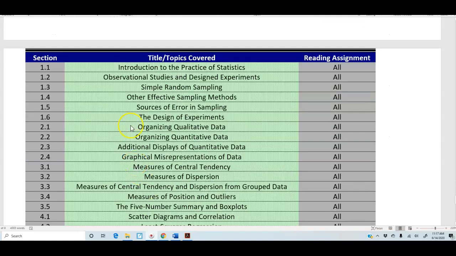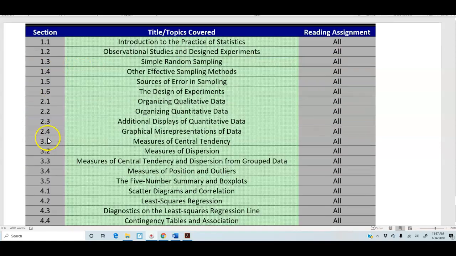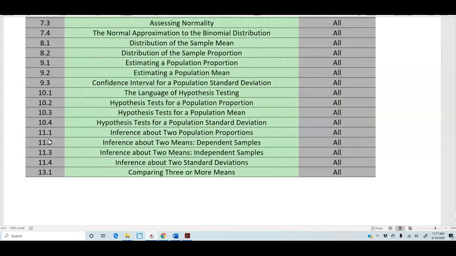And then the last page covers all the sections that we're covering for this class. And that concludes the syllabus information.